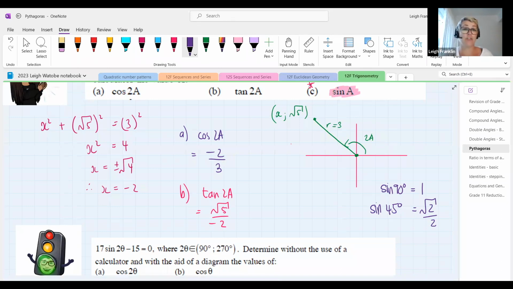I halved the angle. Did I halve the ratio? I halved the angle. That's it, Sharon. I halved the angle. Did I halve the ratio? No, I didn't.